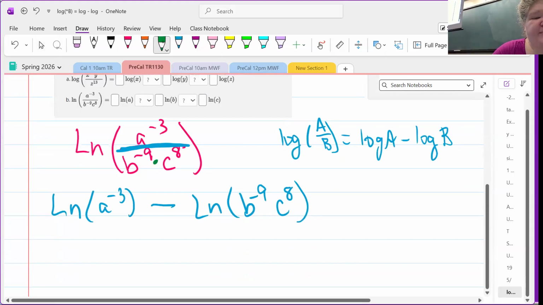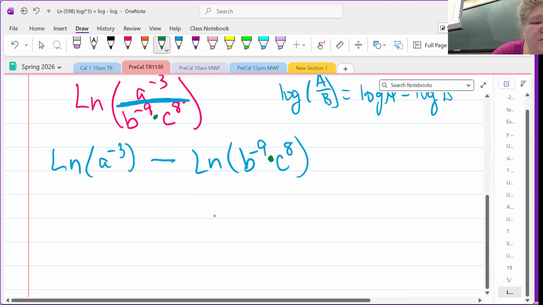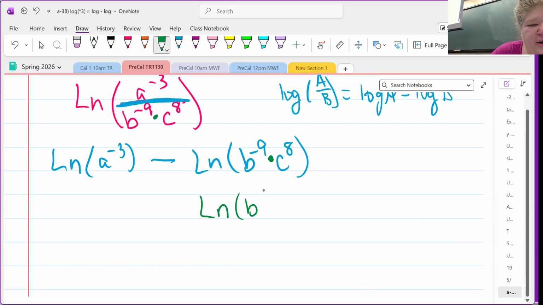Now our next property involves multiplication. So when I have the log of a product, that is going to become the log of one part of the product plus the log of the other part of the product. So since it's b to the negative ninth times c to the eighth, I write natural log of b to the negative ninth plus natural log of c to the eighth.